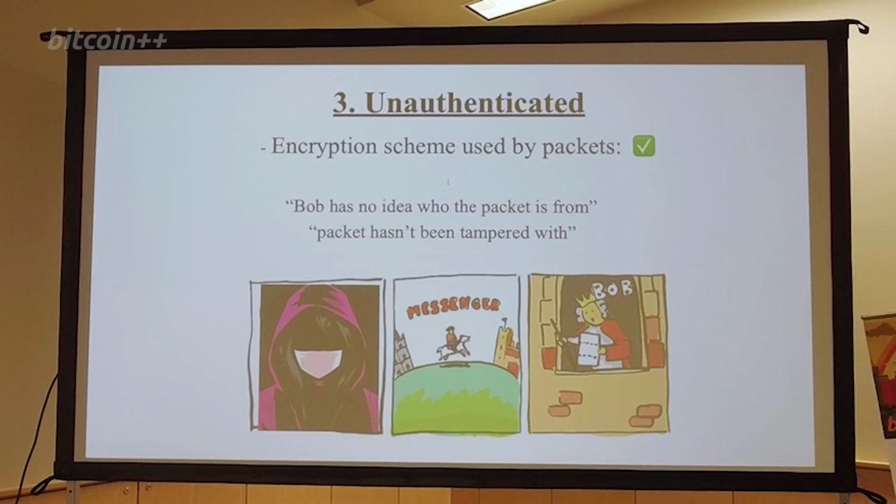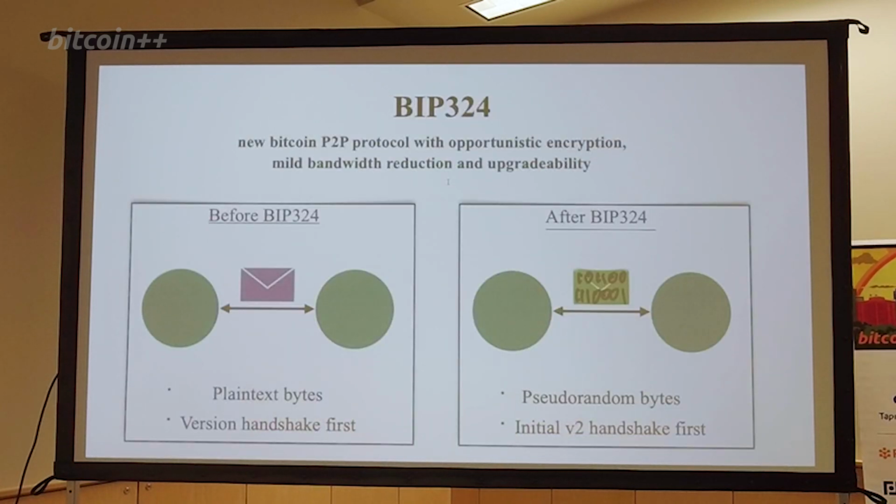The other interpretation of authentication is the network message itself. When Bob receives the message, Bob should have no idea who the packet is from. It doesn't matter. But Bob should know that the packet hasn't been tampered with, because if it's tampered with, it's not good. Right now, if the message is sent before V26, you could modify service flags on the fly, and no one would be able to know it. So yeah, this is what BIP324 addresses.